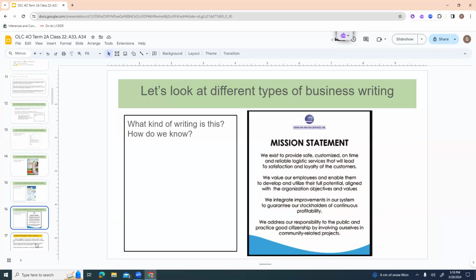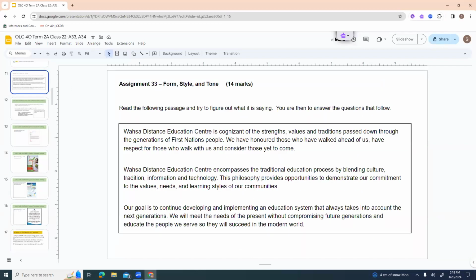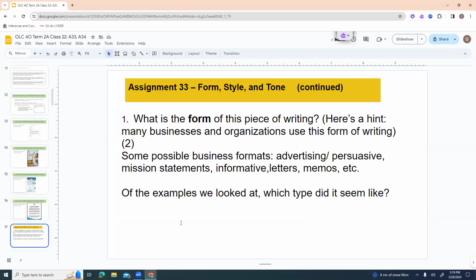So here is today's assignment. Okay, remember that we're looking back at this. This is what we just read. What kind of business writing is this? Tried really hard to give you a hint there. Many businesses and organizations use this form of writing. So you would say, this form of writing is, and then you would tell me. Here are some possible business formats: advertising, persuasive, mission statements, informative, letters, memos. Of all the examples we looked at, which type did it seem like?